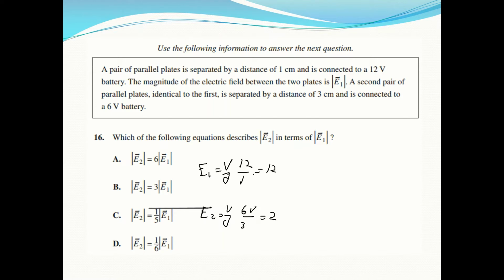So it looks like E1 is 6 times 2, which is what A says. Oh wait, no, that's not right. 2 times 12 wouldn't equal 2. We want E1 is 12 times 1 over 6. Yeah, that's what we want. We want D is the correct answer. Ooh, that's tricky. That's real tricky.